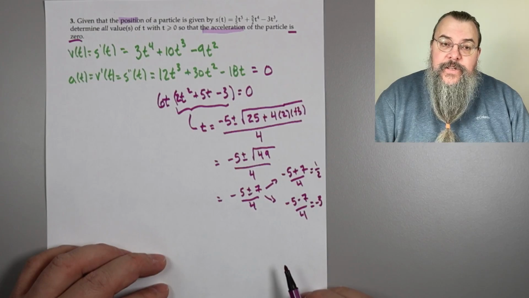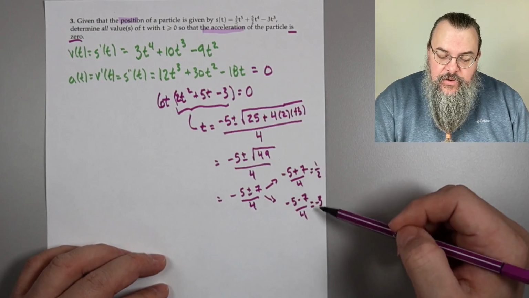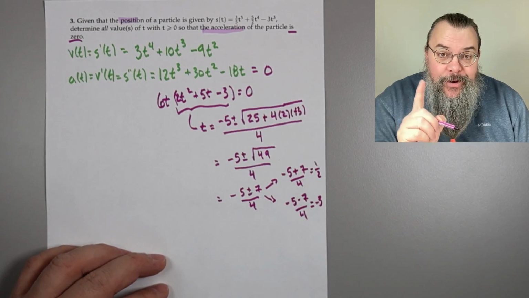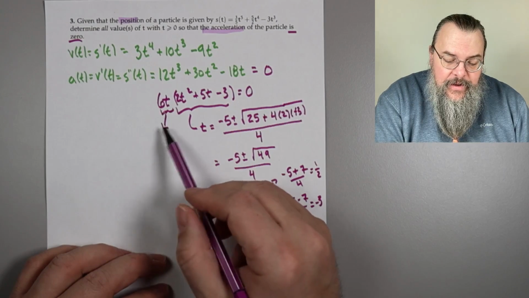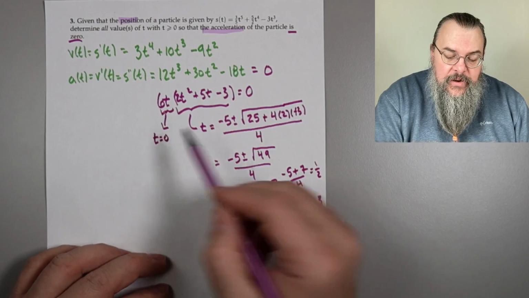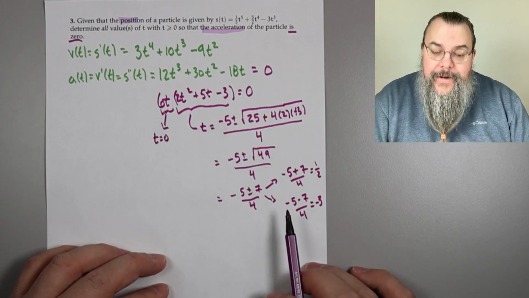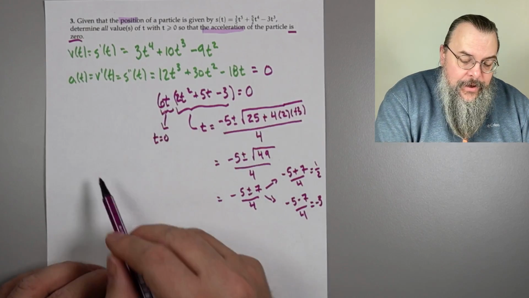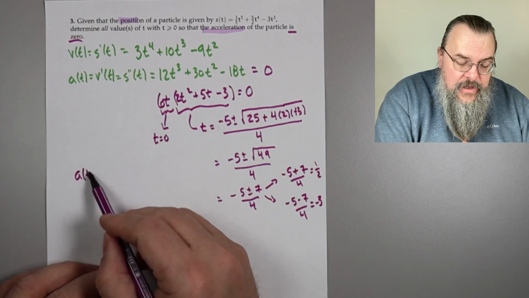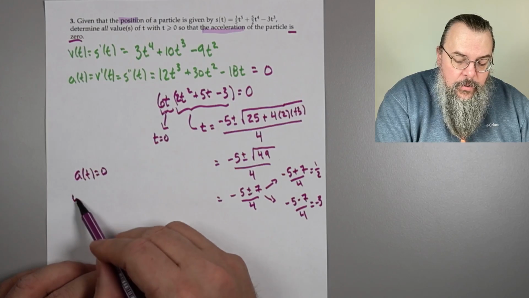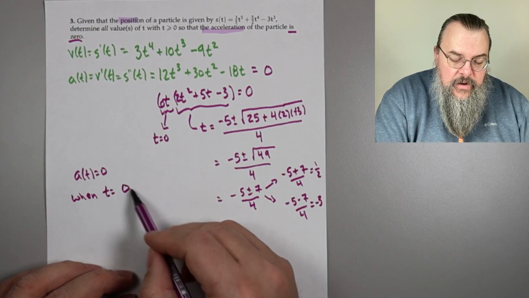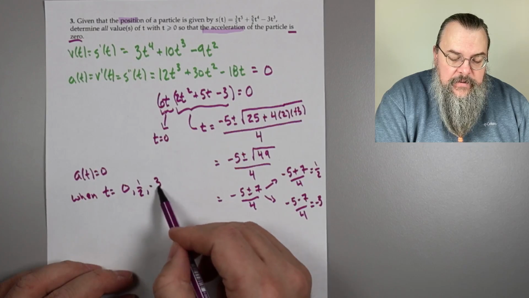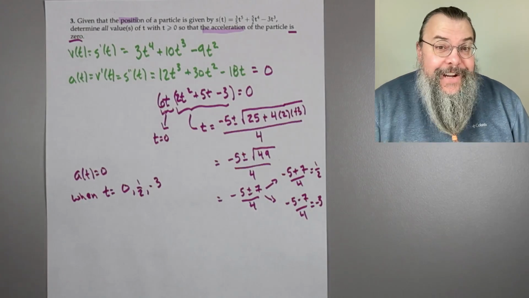All right, so we have these two solutions. We have one more. Don't forget here. This would be t equals 0. So, what are our answers? Well, we have acceleration equals 0 when t is 0, a half, or negative 3. So is that our answer?